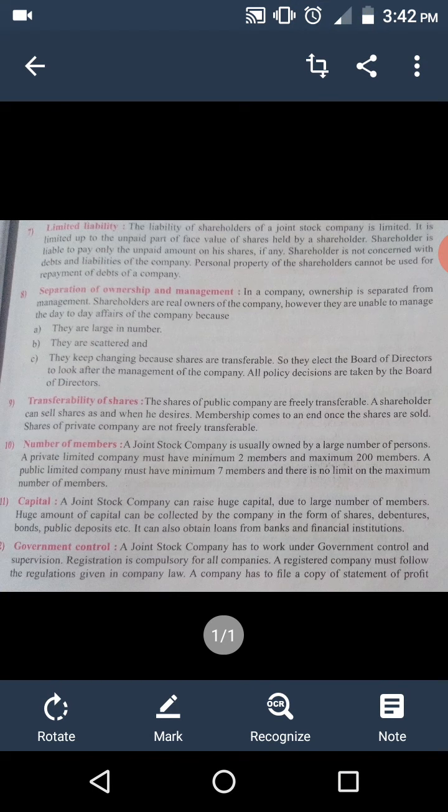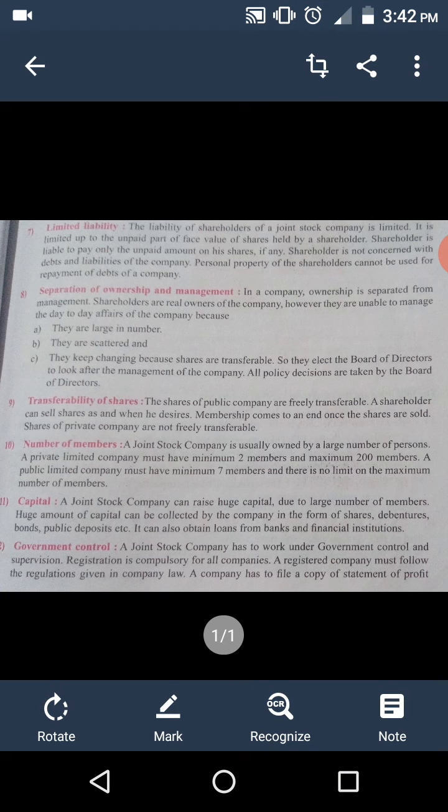And does not prohibit, that is, a public company does not make any prohibition or limitation regarding invitation or acceptance of deposits from the public. That is the public company. What is there in a private company?